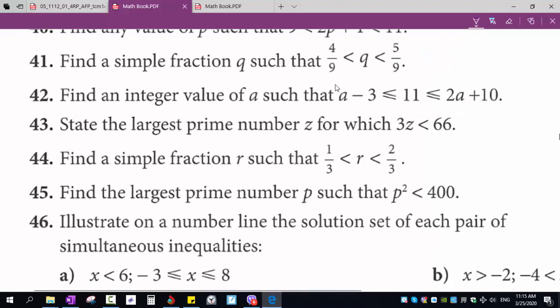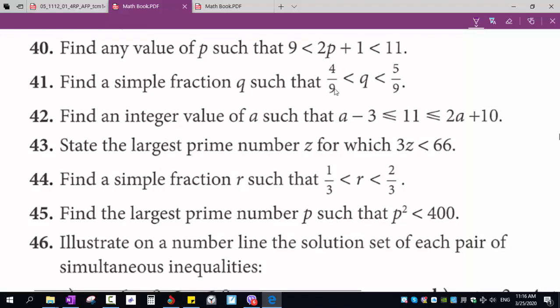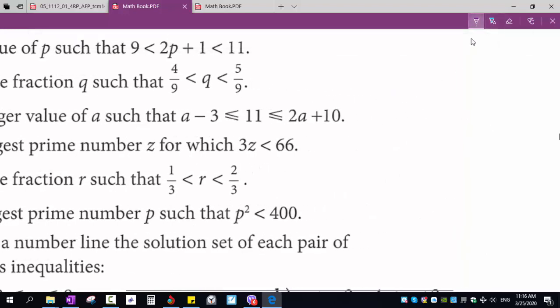41, 4 over 9 is less than q and it's less than 5 over 9. Find a simple fraction q such that, okay, how can we find a fraction between two other fractions? Since they have the same denominator, it's not very reliable to write points. What's the number which is between 4 and 5? Simply we can say 4.5 is between them, over 9. It's not reliable to have a point in a fraction. Then by multiplying both by 2, we will get rid of this 0.5. We will have 9 over 18.